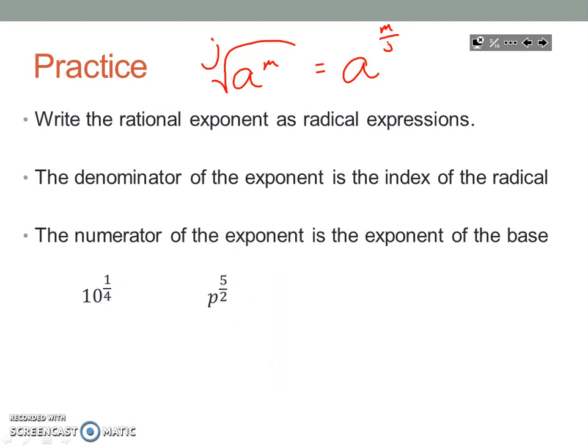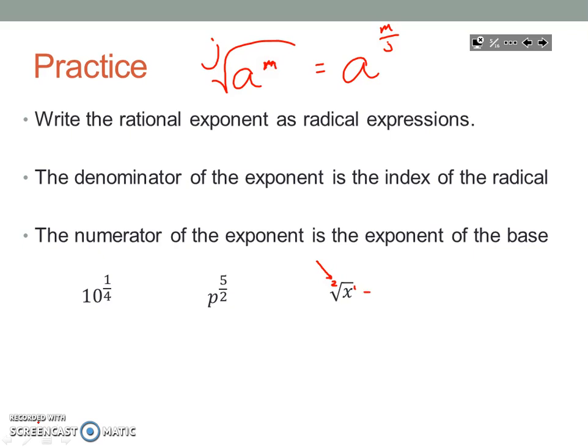Now we're going to work the other way. I've got the square root of x. Now I'm looking up here at this one. I've got jam, but there's no numbers at all. Well, remember, if there's no number here, that's actually a 2, because that's a square root. And if I don't have an exponent, x to what power? Well, if there's no exponent there, that's just an x to the first power.